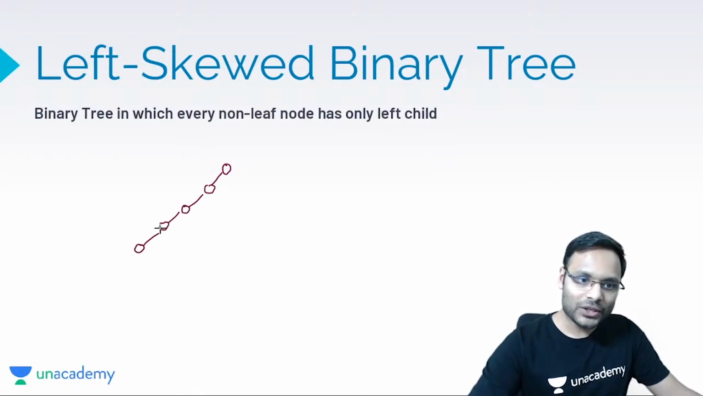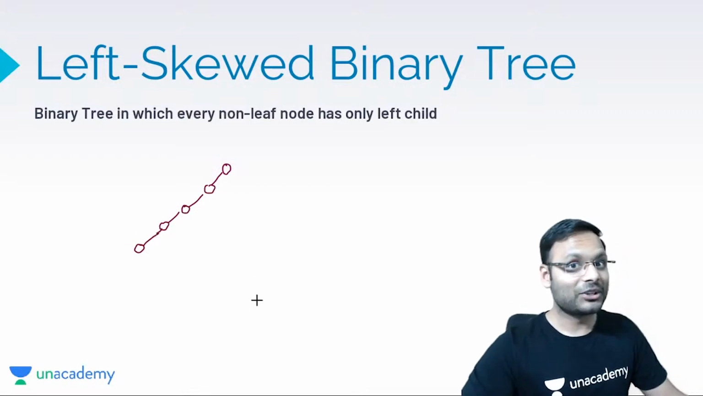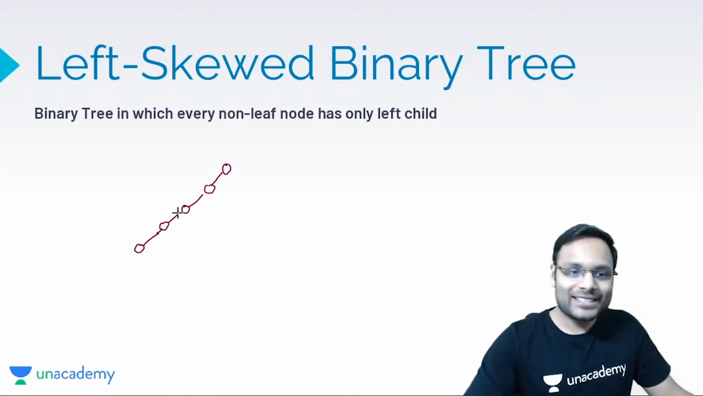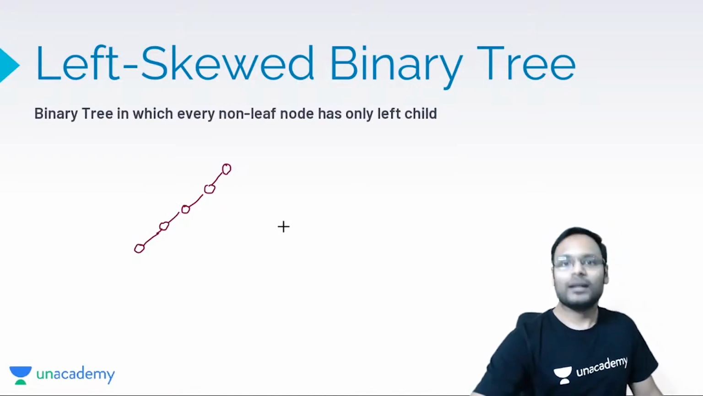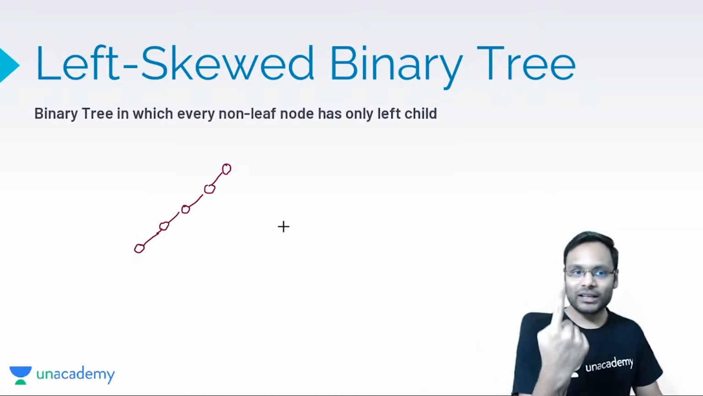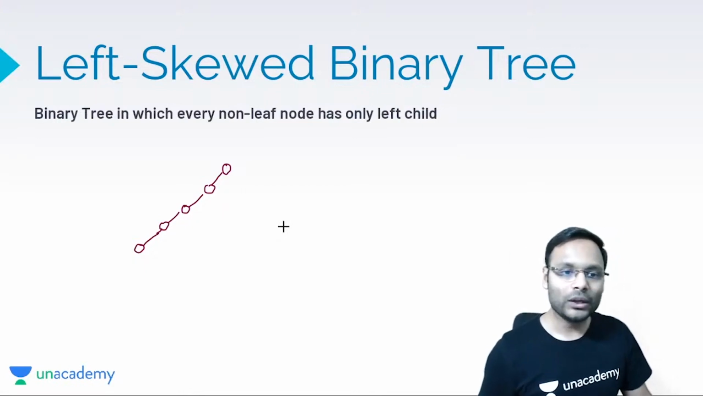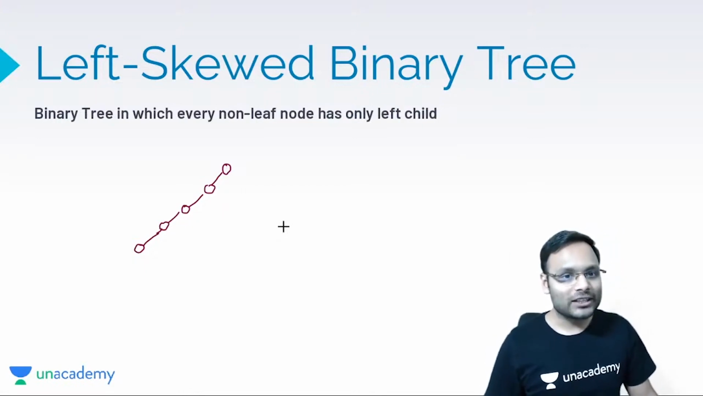What about the leaf node? Can a leaf node have a right child? Oh, it's a trap. A leaf node will never have any child. So an internal node will have only a left child. The external node, only one, will have 0 children, nothing.